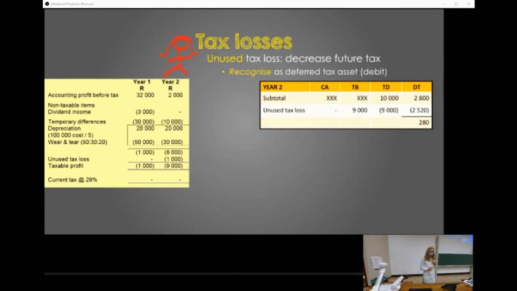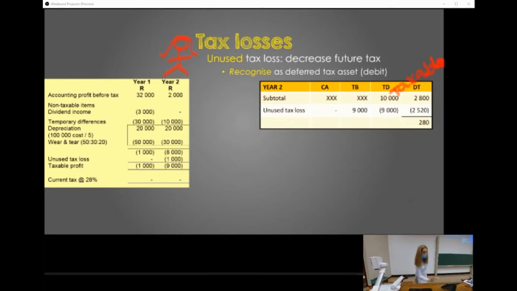Good. So, for example, what could happen at the end of year 2 when we do our deferred tax calc: in this situation, we have enough taxable temporary differences, giving me a deferred tax liability. It's enough to absorb my unused tax loss.